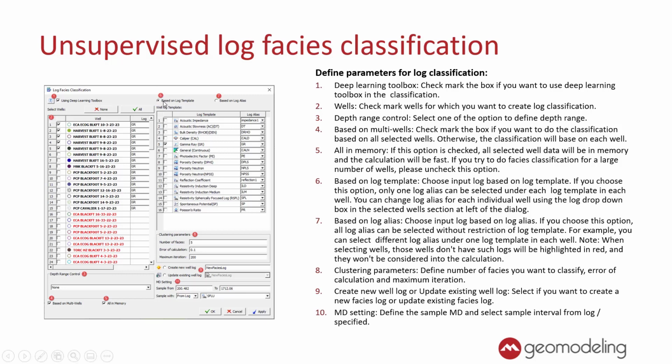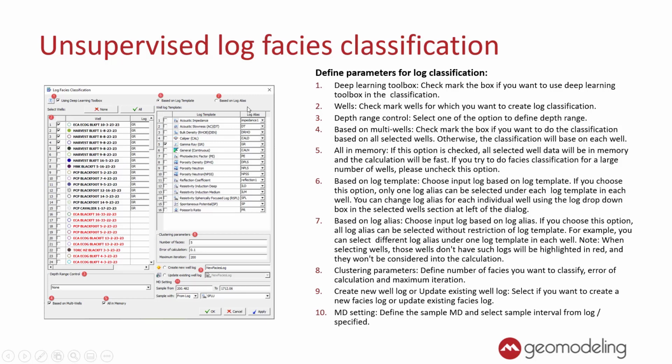And next, on the top, you can see there are two radio buttons, based on log template and based on log alias. If you choose based on log template, then you can choose input log based on log template. If you choose this option, only one log alias can be selected under each log template in each well. You can change log alias for each individual well using the log drop-down box in the selected well section at the left of the dialog.